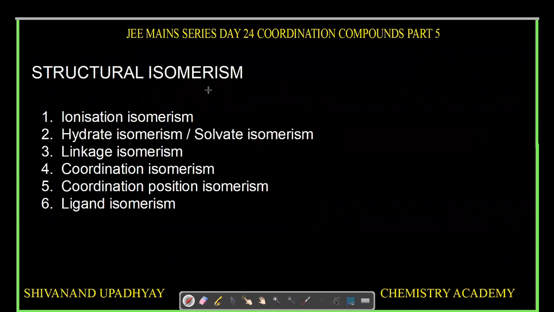In structural isomerism there are 6 types of isomerism, and we are going to discuss these 6 types today. The first is ionization isomerism. The second is hydrate or solvate isomerism. The third is linkage isomerism. Fourth is coordination isomerism. Fifth is coordination position isomerism. And the sixth is ligand isomerism. Apart from that, we are also going to discuss polymerization.